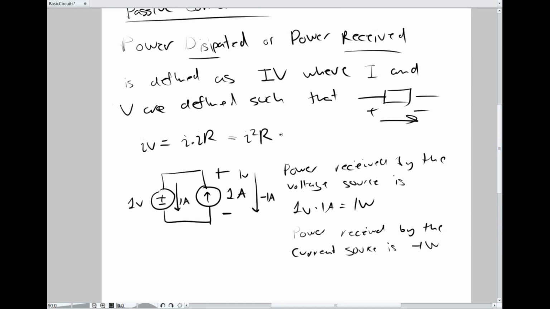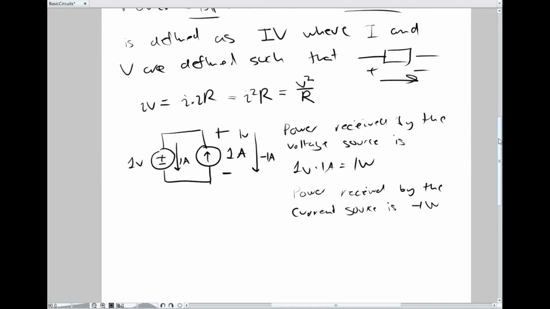And just to top this off, I squared R is always also equal to V squared over R. So you don't need to find both the voltage and the current for a resistor. If you know one or the other, when you know the resistance, you know the power dissipated by the resistor.